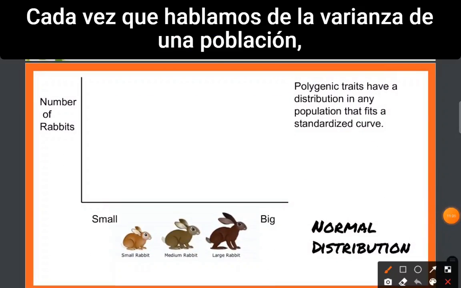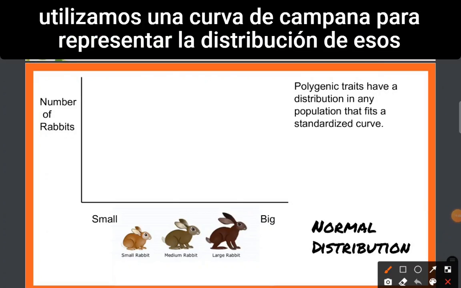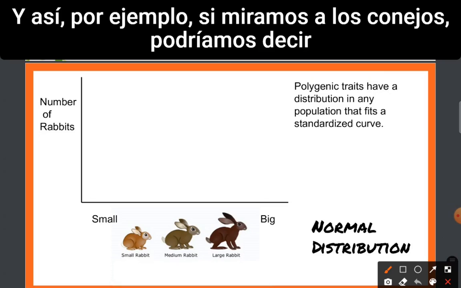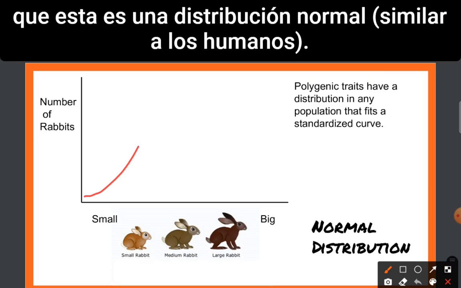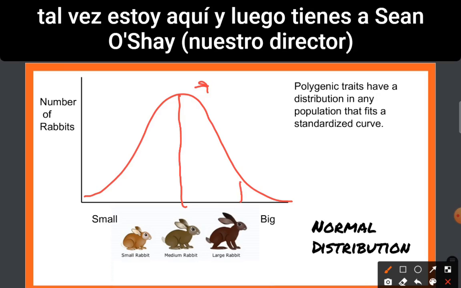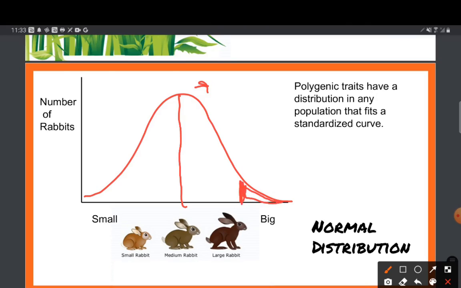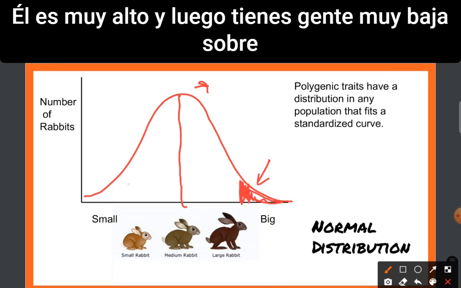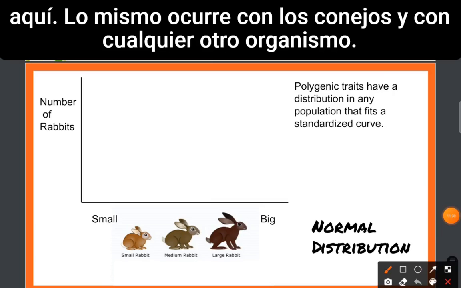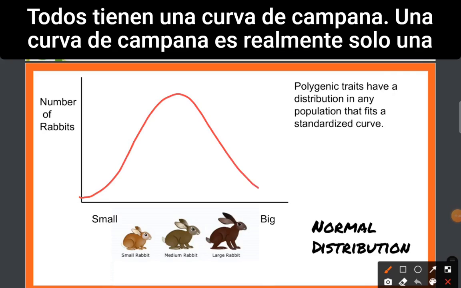Anytime we talk about variance of a population, we use a bell curve to represent the distribution of those traits in that population. For example, if we looked at rabbits, we might say that this is a normal distribution, similar to humans. There is a medium-sized rabbit, which is like me, or maybe I'm over here. And then you have Sean O'Shea, our principal. He is over here. He is very tall. And then you have very short people over here. It's the same thing with rabbits and every other organism. They all have a bell curve.